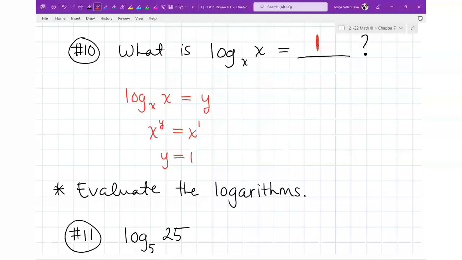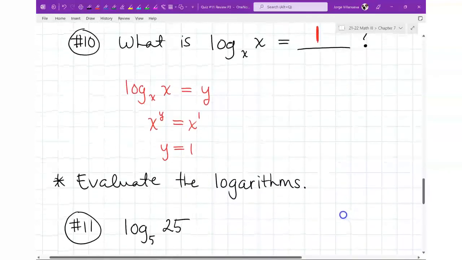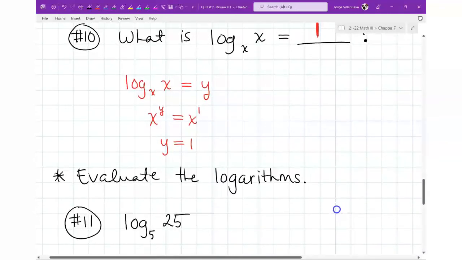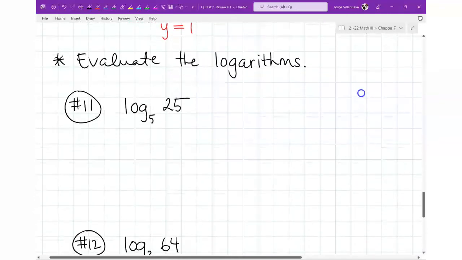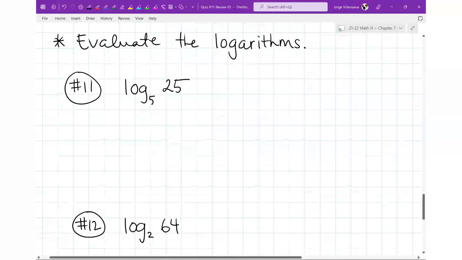All right, so we've gone through pretty much the whole test. Now we have a couple of these evaluation problems, and this is what you guys did yesterday. So evaluate the logarithms. You're just going to want to rewrite these. But remember, it doesn't say equals. They say evaluate. That means I need an equals. So I'm going to set them equal to, and we could use y again. Log base 5 of 25 equals y.